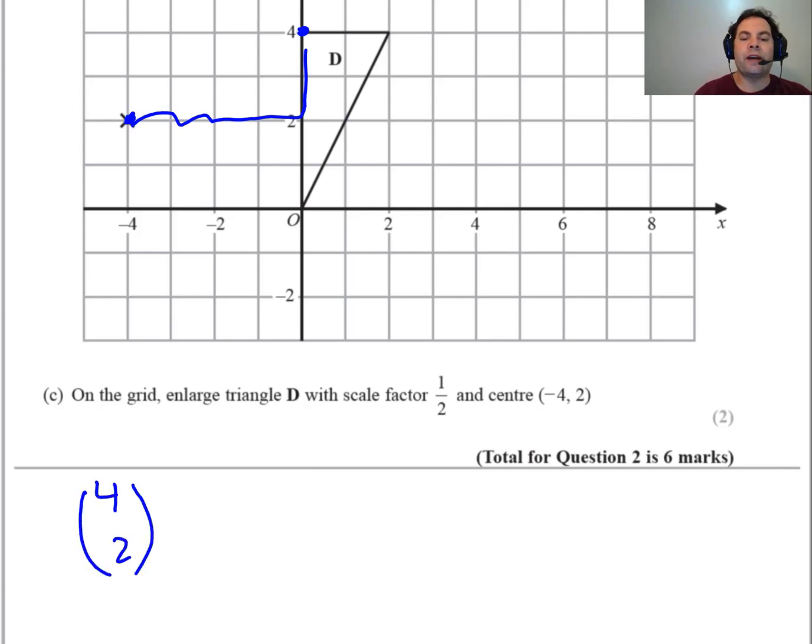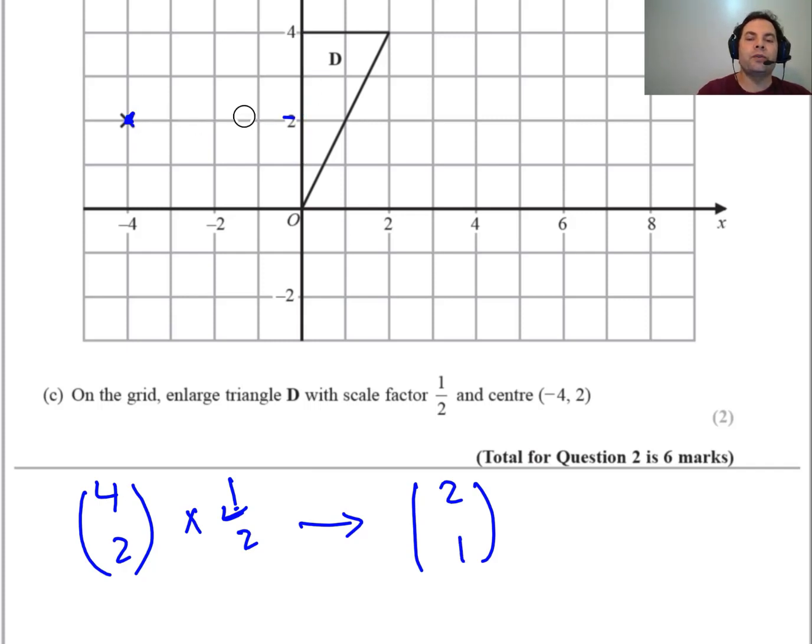The scale factor is half, means multiply it by half. When you multiply by half, the new vector will be 4 times half is 2, 2 times half is 1. This means start from the center, move 2 units to the right, then 1 up. To start from this point, 2 to the right, then 1 up. This is the first point.